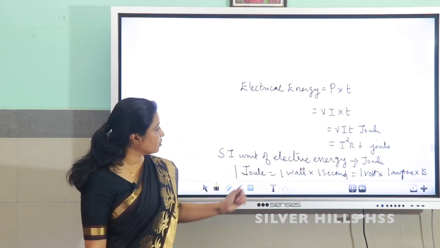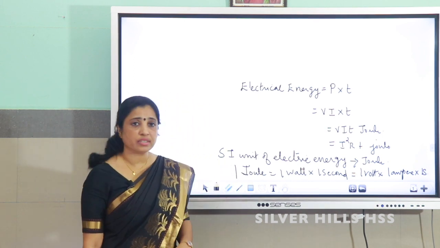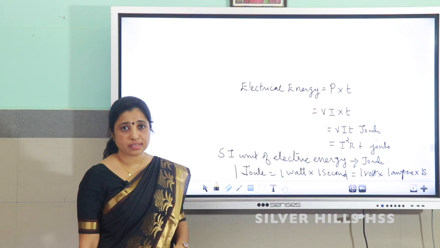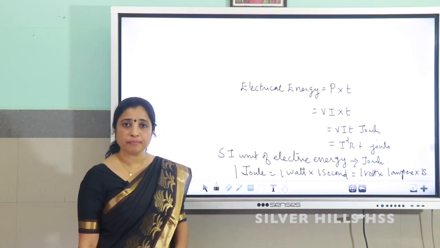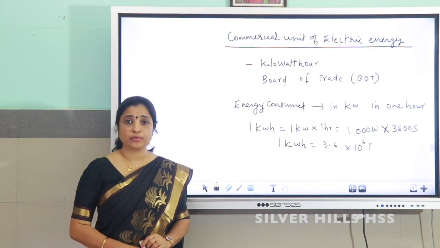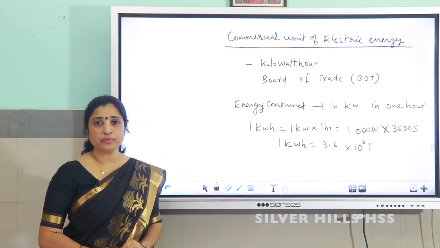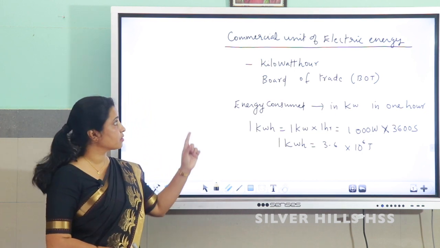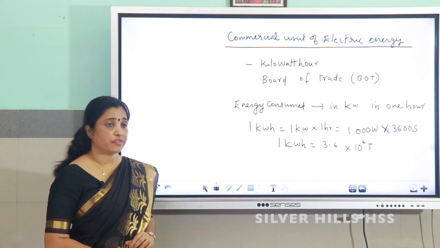Now the SI unit of electric energy is joule, and 1 joule is equal to 1 watt into 1 second, which is also equal to 1 volt into 1 ampere into 1 second. Now let us discuss about the commercial unit of electric energy. The commercial unit of electric energy is kilowatt hour, also Board of Trade unit, BOT.